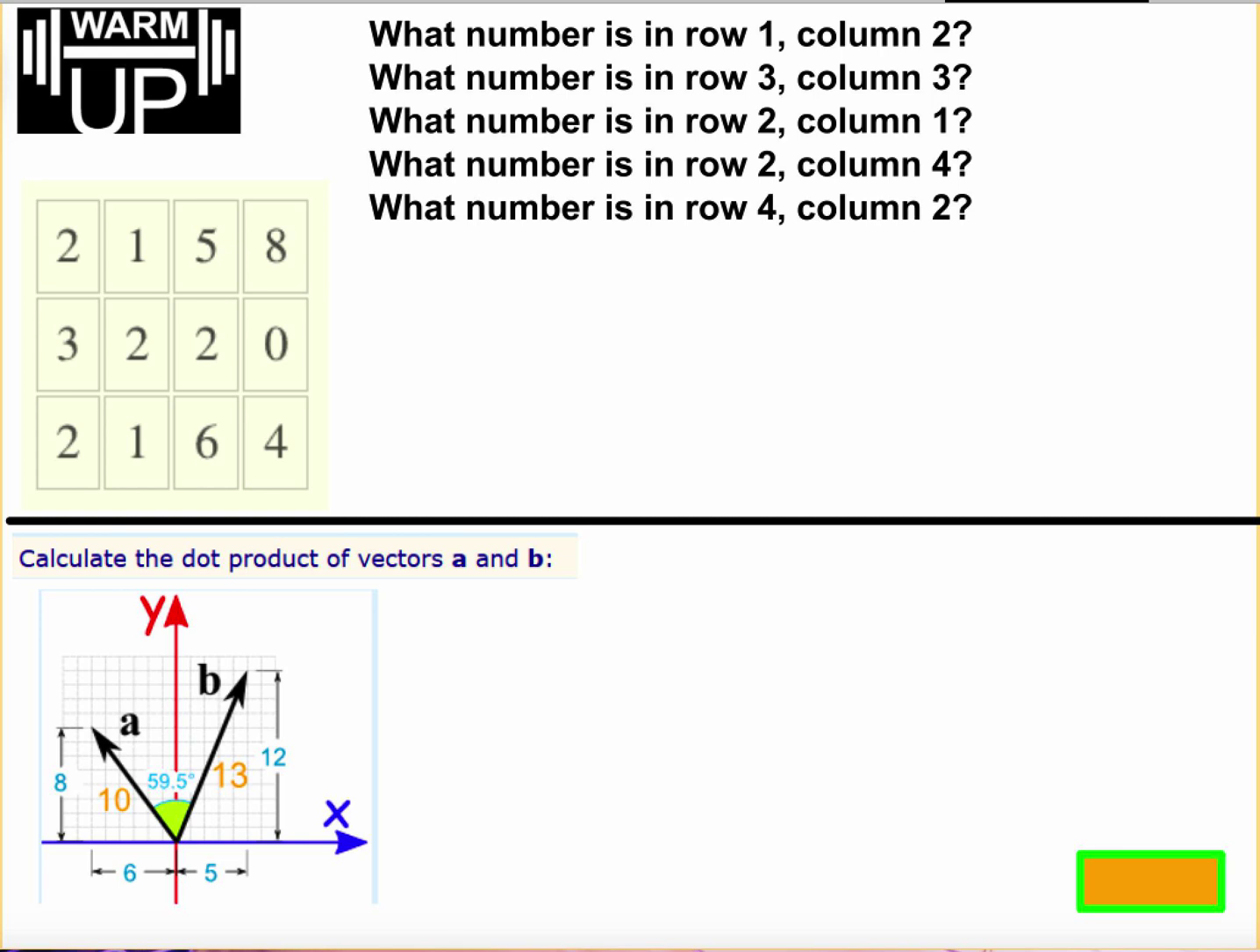But first, let's get our brains warmed up. So here we go. Go ahead and fill out this warm up, see how well you can do. Go ahead, pause it, and get started on that warm up.